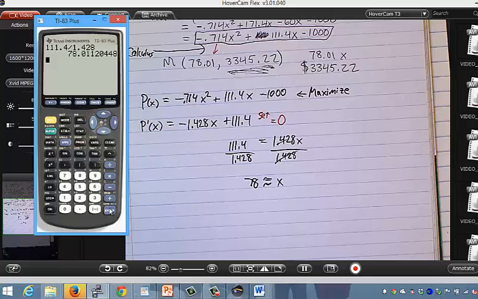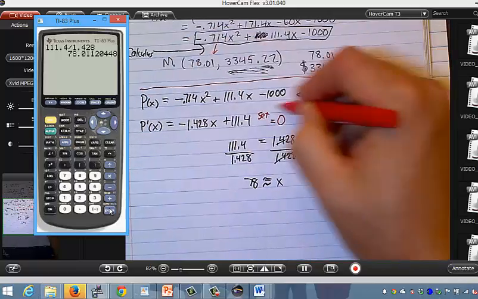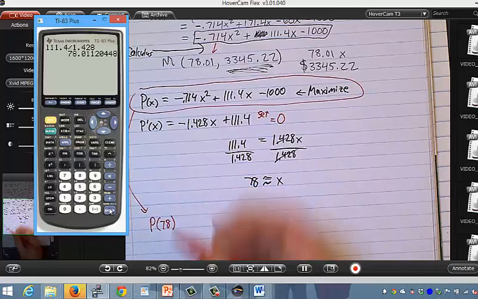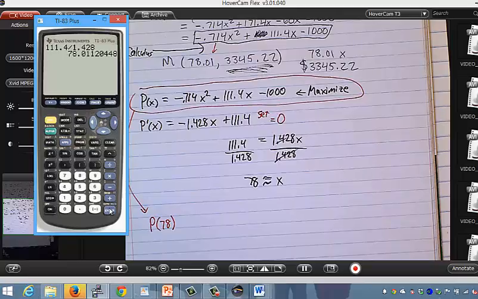Put the x in where? I guess what we want is to take this profit function, right? We're trying to maximize the profit. So let me go ahead and show you guys a couple things. I'm going to compute P of 78, right? And so maybe the way to do that, well, let's do this. I'll do negative 0.714 x squared plus 111.4 x minus 1,000. Now I've shown you how to do it on the graphing, but you can also just type that on the home screen and it'll spit out some kind of number.